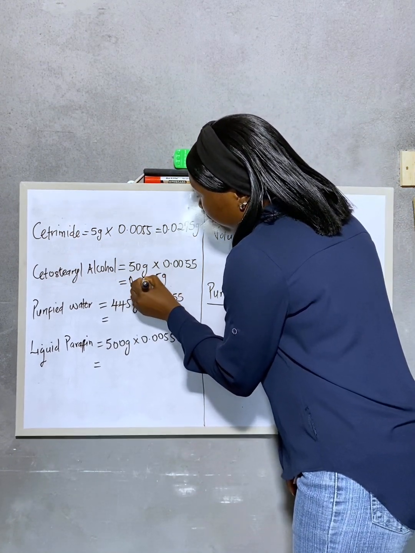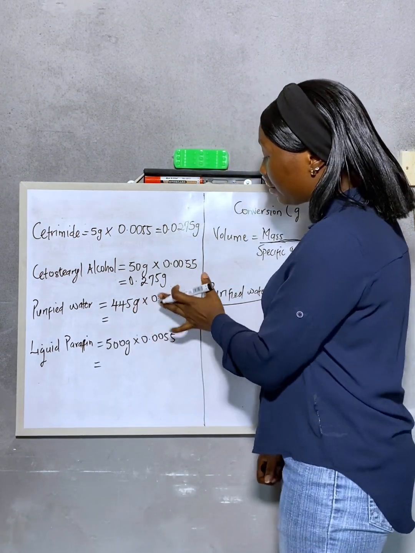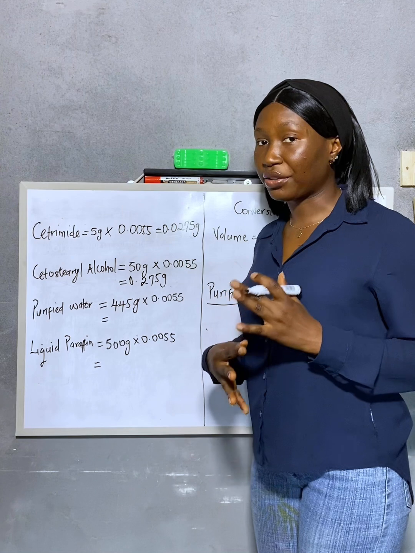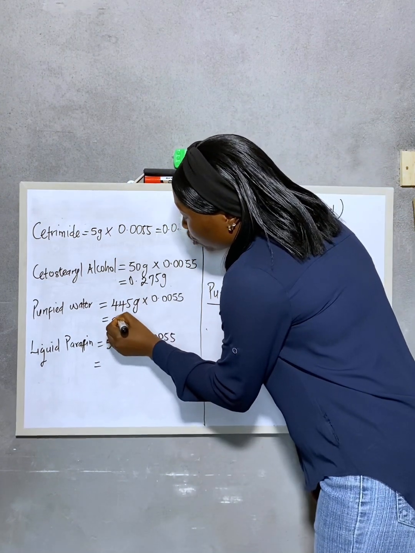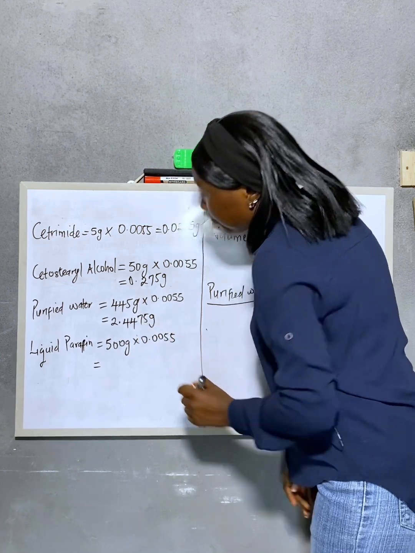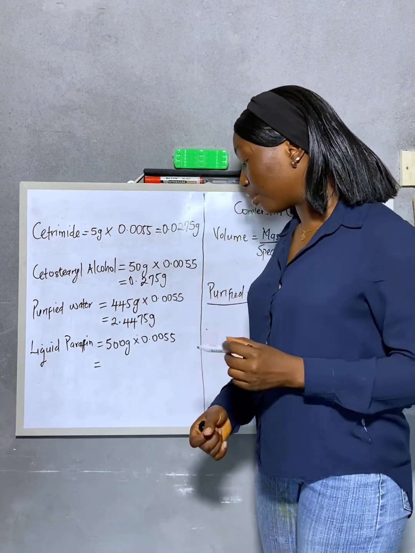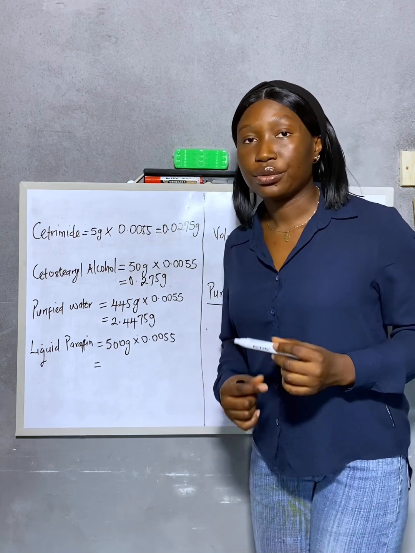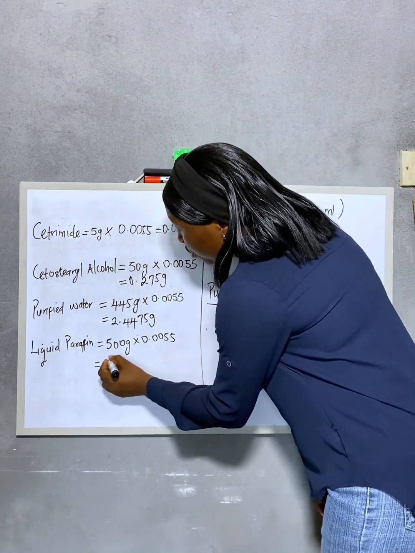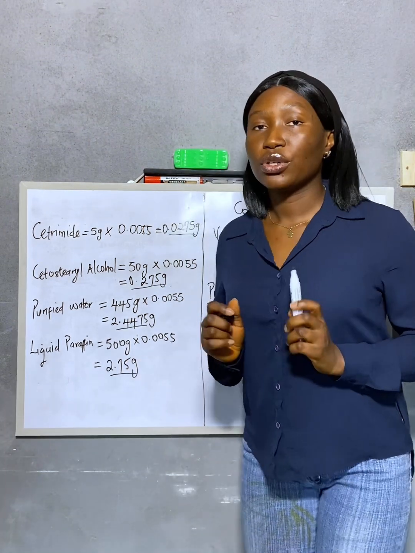0.275 gram. Next, you have your purified water 445 gram times 0.0055, you will have 2.4475 gram. And lastly, liquid paraffin 500 gram times 0.0055, which will give you 2.75 gram. Next, you have your conversion.